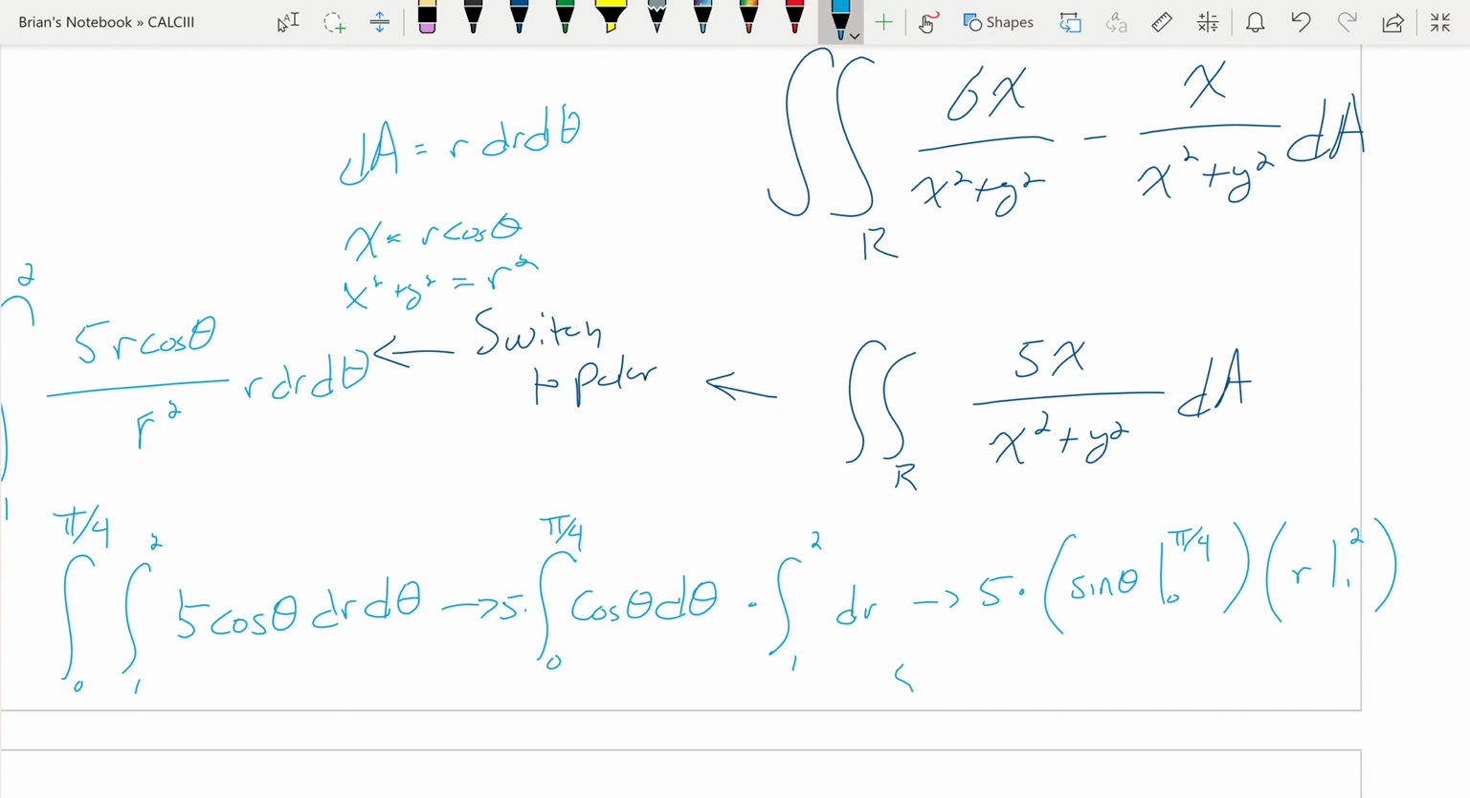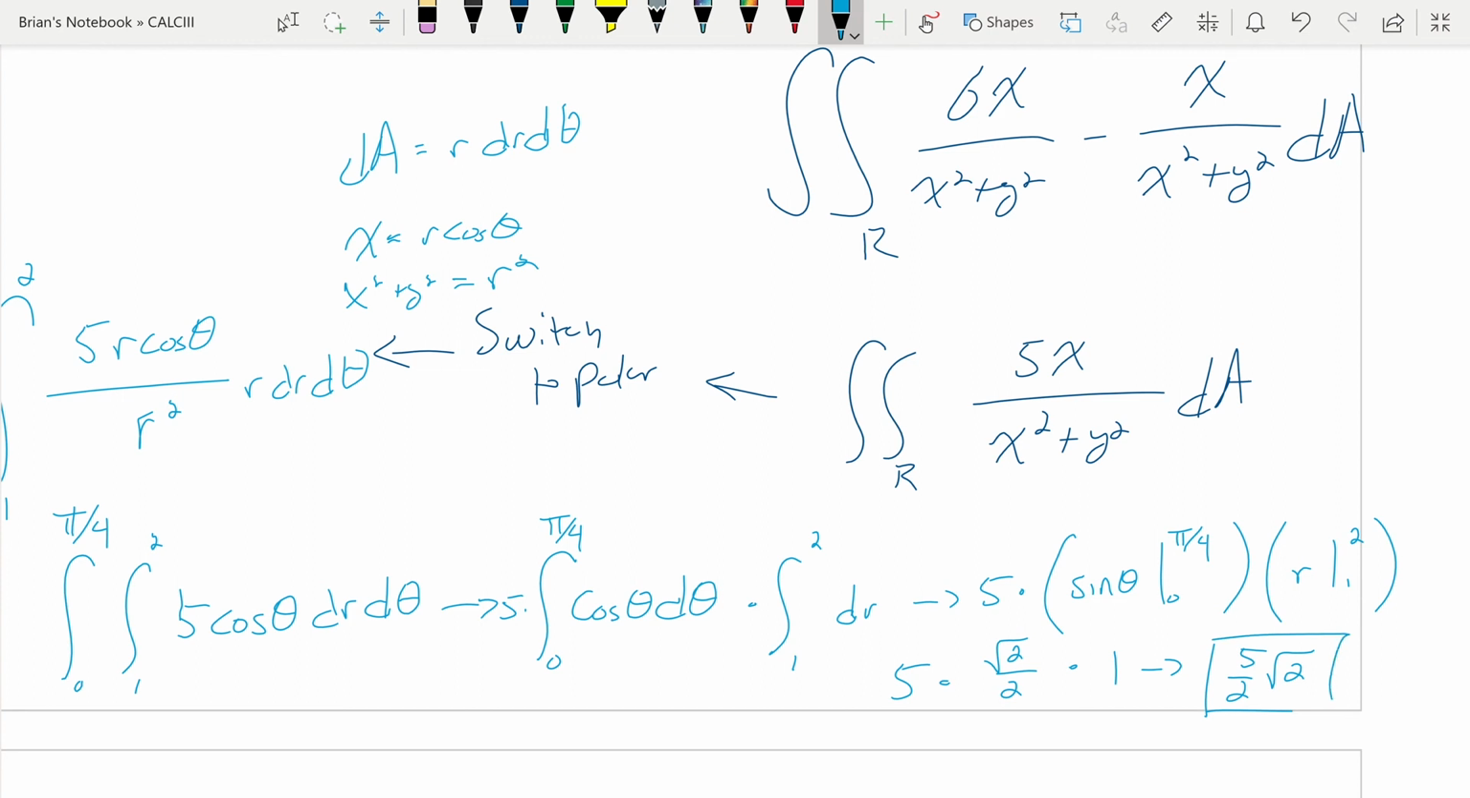So now we'll get 5 times the sine of pi over 4 minus the sine of 0, which is 0. So the sine of pi over 4, try to recollect it from your unit circle memories. Yes, it is square root of 2 over 2. No one said it, but I could hear you think it. And then our r is just 1, and you can see that pretty easily. So we get 5 over 2, square root of 2. That's our final answer.